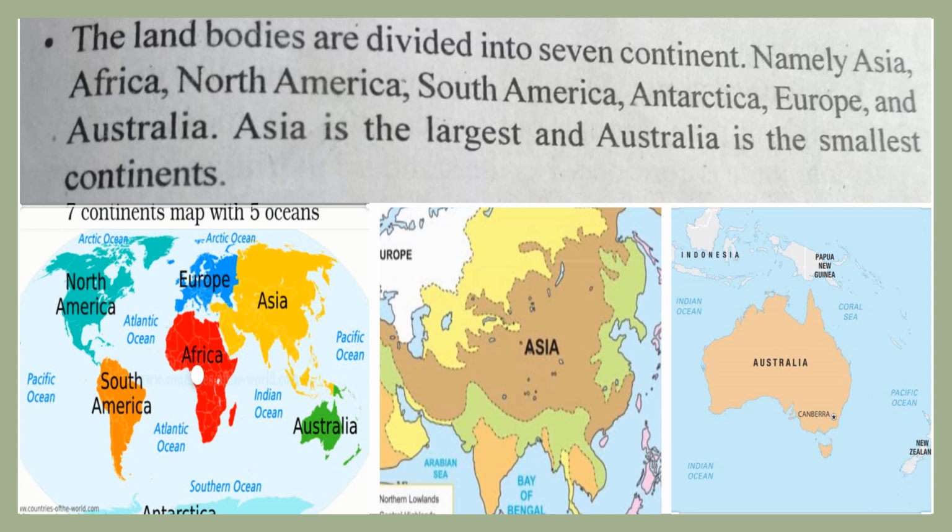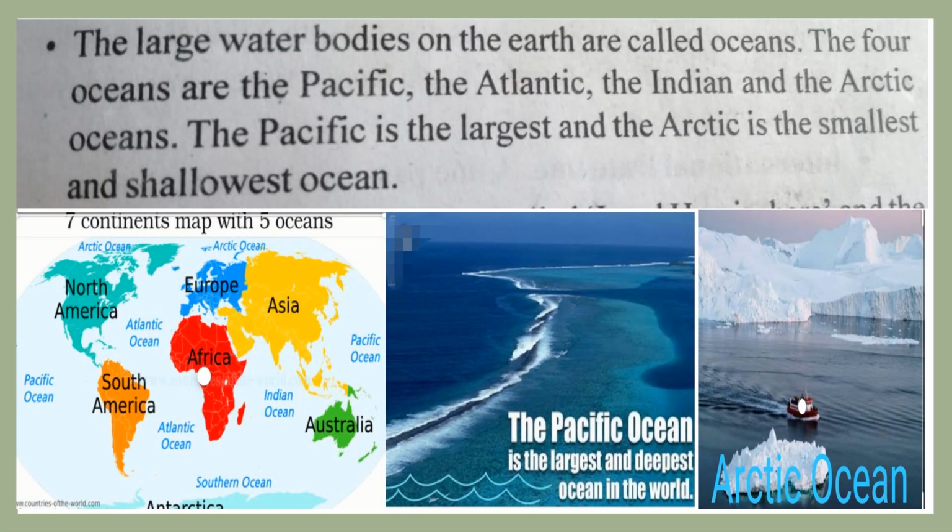Next, what are oceans? They are nothing but water bodies. The large water bodies on the earth are called oceans. And there are 4 major oceans, that is the Pacific Ocean, the Atlantic Ocean, the Indian Ocean and the Arctic Ocean.